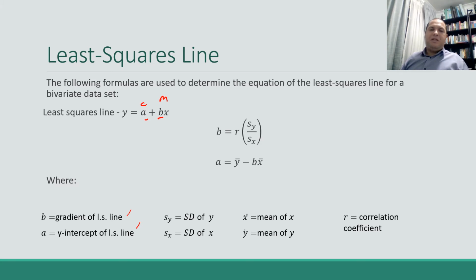But your formula sheet on your exam actually looks like this, a plus bx. Now the formula for these: B, the gradient of our least squares line, is our correlation coefficient times our standard deviation of y divided by our standard deviation of x. And then from there we can also work out our A value, our y-intercept. Our y-intercept is the average of y minus b times our mean of x.